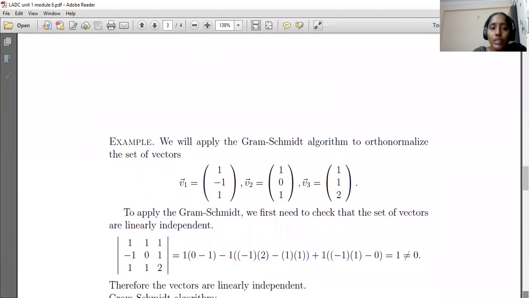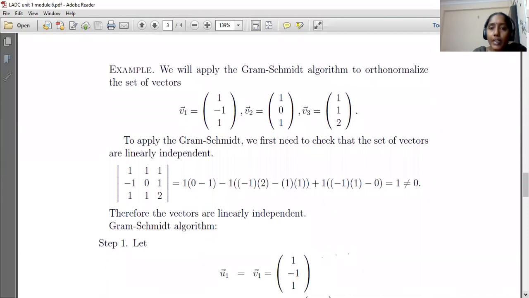If we are considering three linearly independent vectors and want to find the orthonormalization of these three vectors, first we need to check whether V1, V2, V3 are linearly independent or not. For that, just find the determinant. If it is not equal to 0, then this set of vectors is linearly independent.